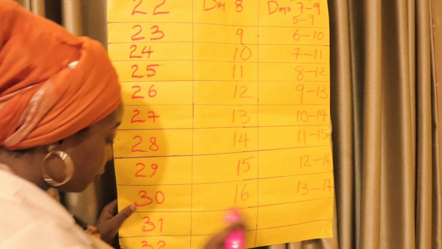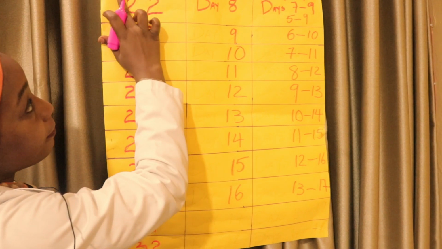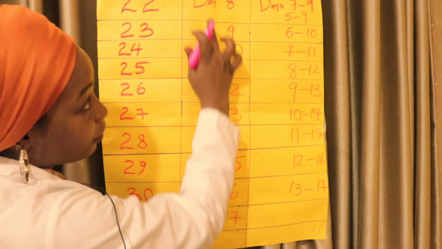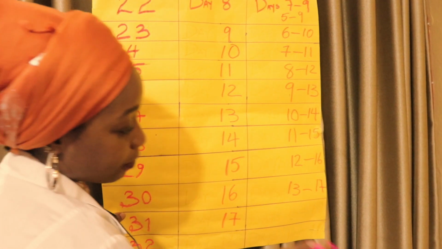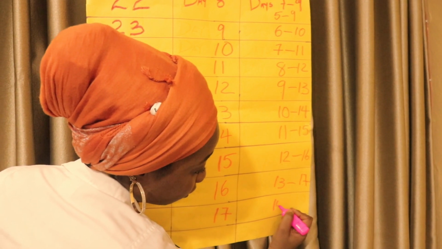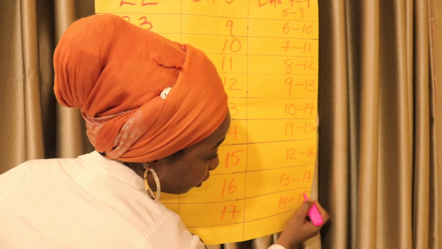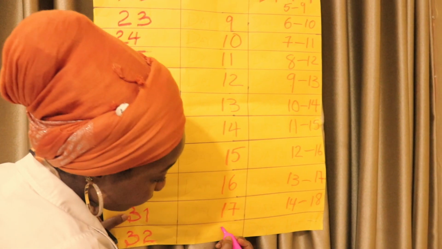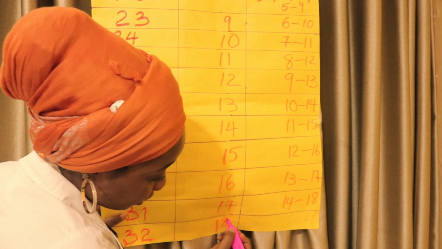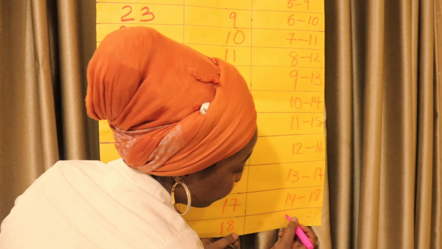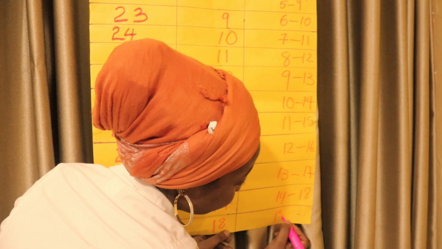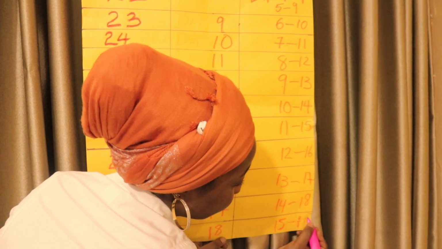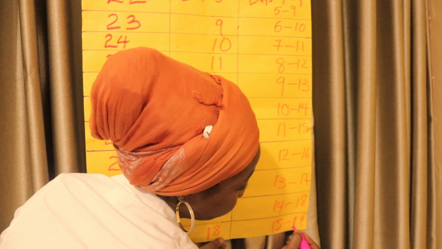is your fertile window. For a 31 day cycle length, day 17 is your ovulation day, while your most fertile period is day 14 to day 18. For a 32 day cycle length, day 18 is your ovulation day, and day 15 to day 19 is your fertile period.